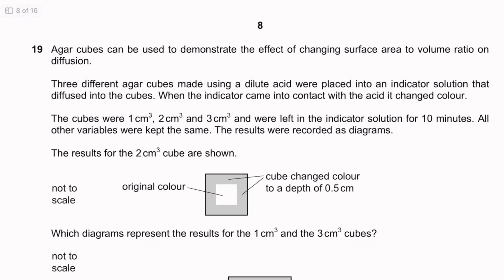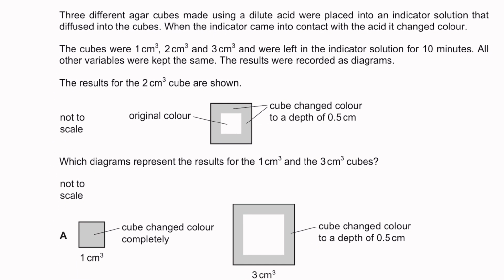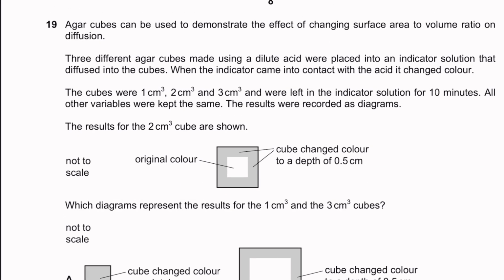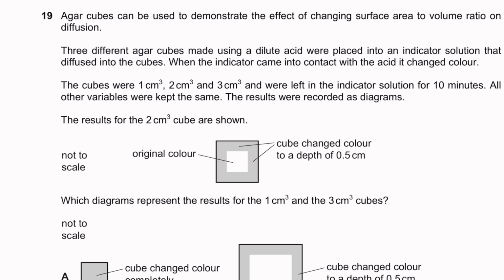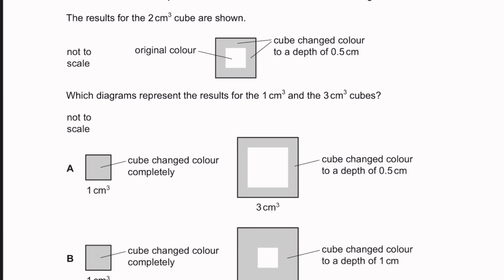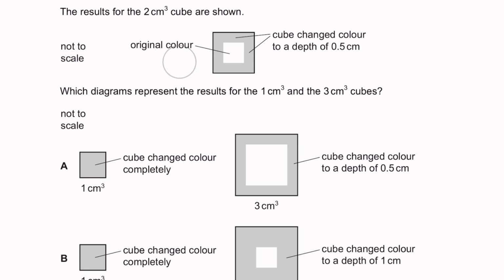Now, number 19. Agar cubes can be used to demonstrate the effect of changing surface area to volume ratio on diffusion. Three different agar cubes are made using dilute acid, and were placed in an indicator solution that diffused into the cubes. When the indicator came into contact with the acid, it changed color. The cubes were 1 centimeter cubed, 2 centimeters cubed, and 3 centimeters cubed, and were left in the indicator solution for 10 minutes. All other variables were kept the same, and the results were recorded as diagrams. The results for 2 centimeters cubed are shown, and we can see that the original color cube changed color to a depth of 0.5 centimeters.